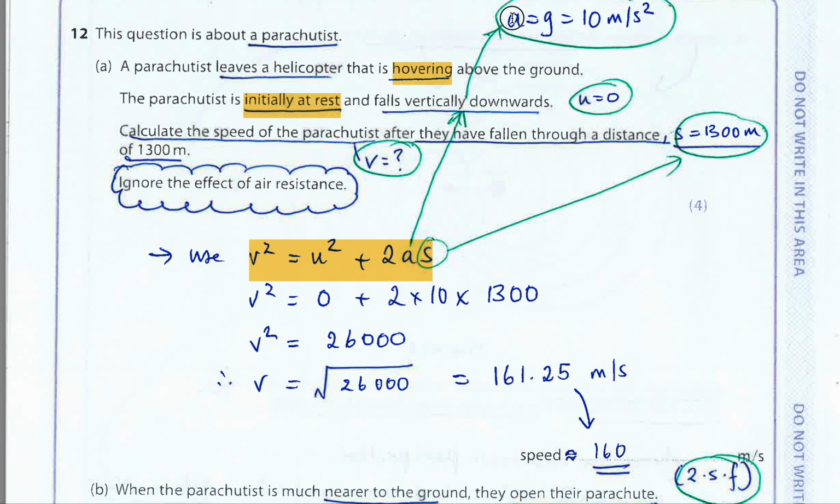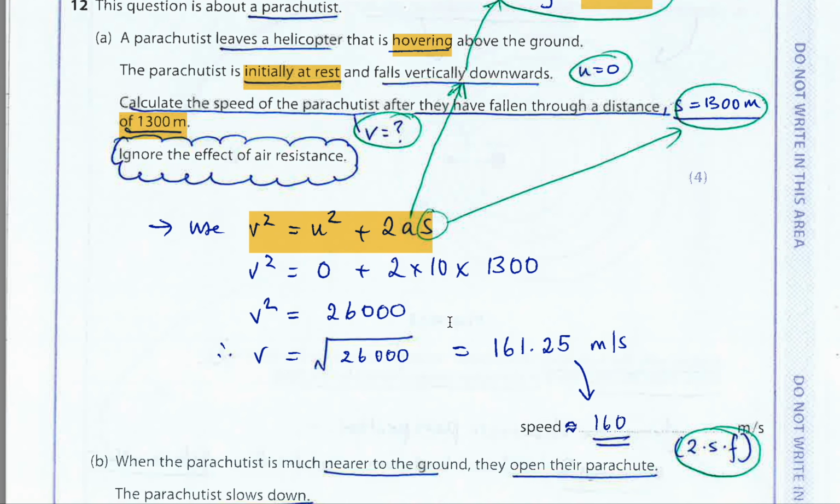That means that gravity, again, is the accelerating force. So you've got to use a as 10. And then it says calculate the speed of the parachutist after they have fallen through a distance of 1,300 meters. So they're telling you s is 1,300 meters. So we know s, we know a, obviously 2 is the number, and u is 0. So you just simply, the same as before, put the numbers in. And this is good to practice in the mock, because this is the most difficult equation in the study of motion. Don't forget to square root it.